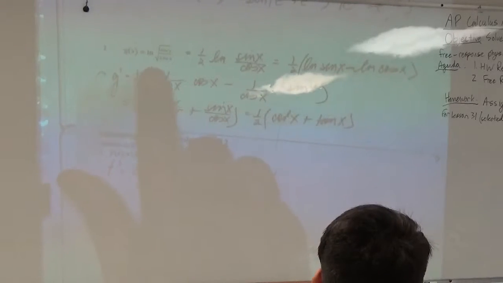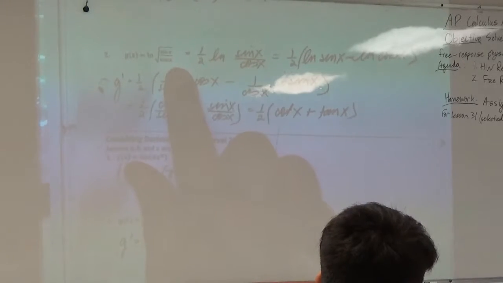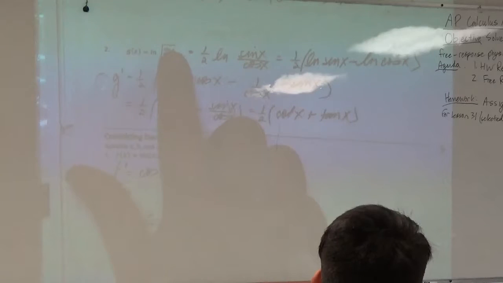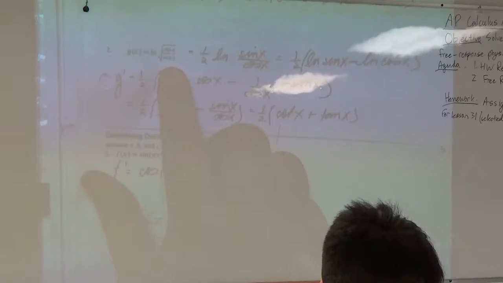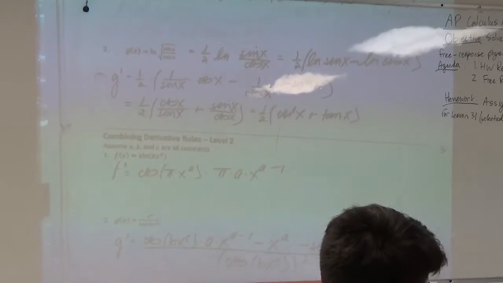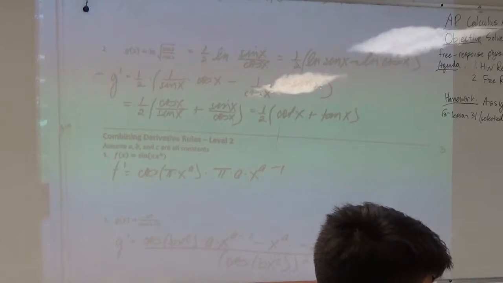Alright, so for the folks that think differently, like my friend Steven here, yes, you can absolutely rewrite sine of x over cosine of x as tangent of x. Such a good, smart, clever thing to do. We can get that.